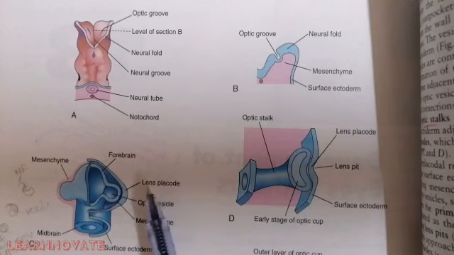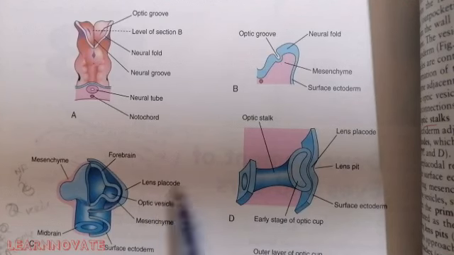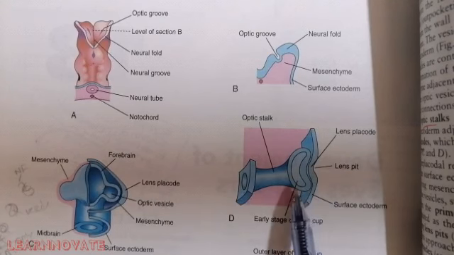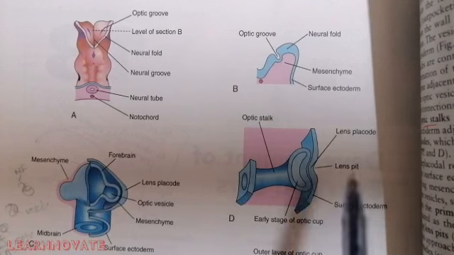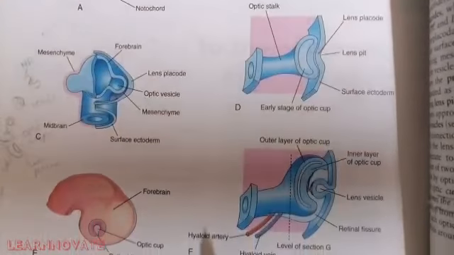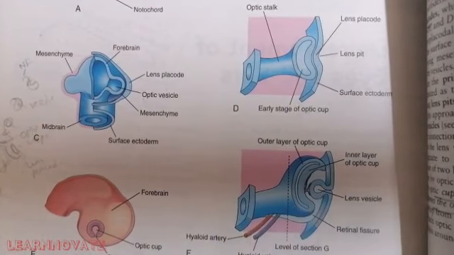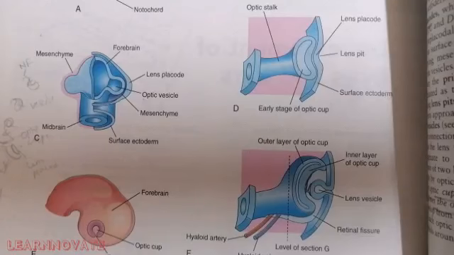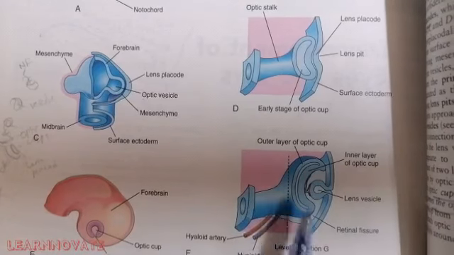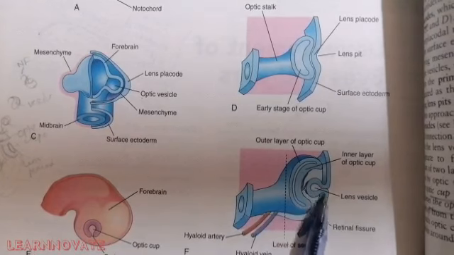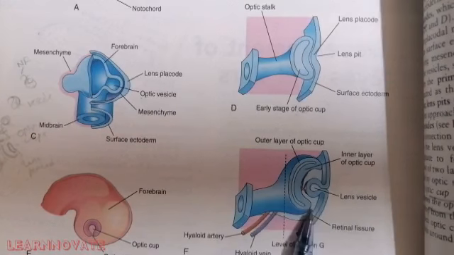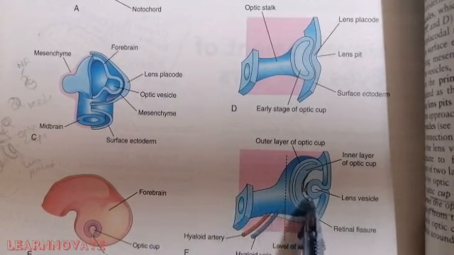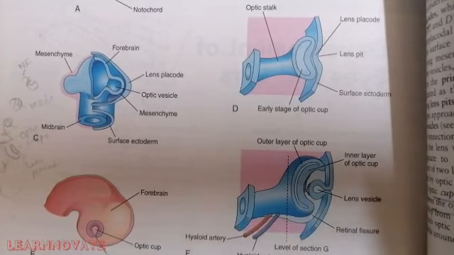Here you can see that the lens placode that was formed from the surface ectoderm is now going to invaginate and deepen inside, coming in contact with the optic cup. Now this lens placode has become the lens pit. This lens pit will invaginate more and more inside, until it forms the lens vesicle. When the lens vesicle is formed, its connection with the surface ectoderm is lost, and this lens vesicle will develop into the lens of the eye, and the surface ectoderm will be repaired again.